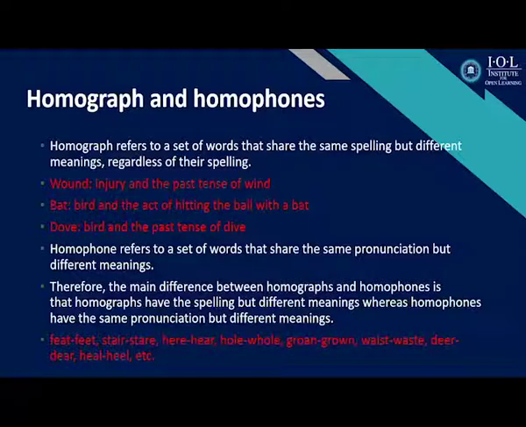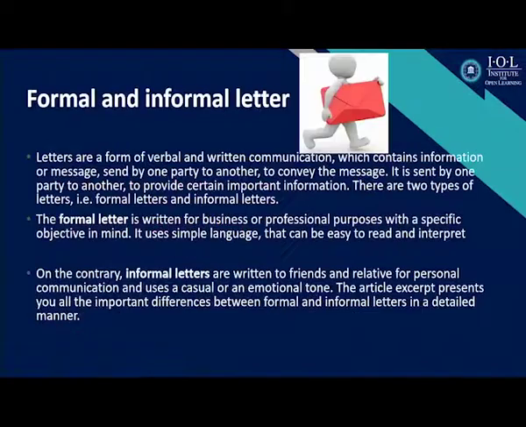Therefore, the main difference between homographs and homophones is that homographs have the same spelling but different meaning, whereas homophones have the same pronunciation but different meaning. For instance, when it comes to homophones, we have feet and feat. Those 2 words have the same pronunciation but different meaning. We have stare, we have here, we have whole, we have grown, we have waist, we have there, we have heel, and etc. All of those words have the same pronunciation but different meanings. So all in all, guys, you must be able to differentiate between an antonym and a synonym. You must also be able to differentiate between homographs and homophones and provide examples.